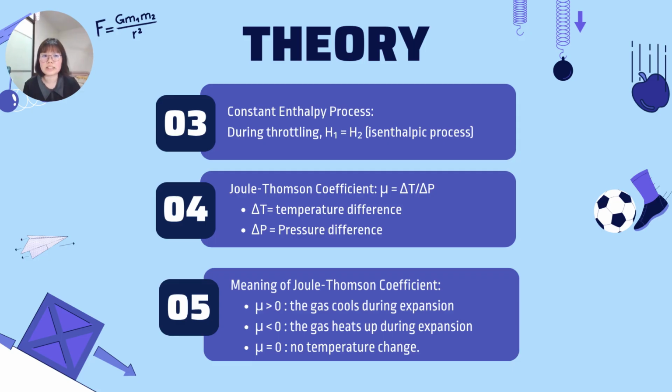The throttling process is explained as a constant enthalpy process, where the enthalpy before the expansion is equal to the enthalpy after the expansion, represented as H1 equals H2. The Joule-Thomson coefficient is used to describe how the temperature changes with the pressure, and it is written as mu equals delta T over delta P. If mu is positive, the gas cools during the expansion. If mu is negative, the gas heats up. Meanwhile, if mu is equal to 0, there is no temperature change during the expansion process.